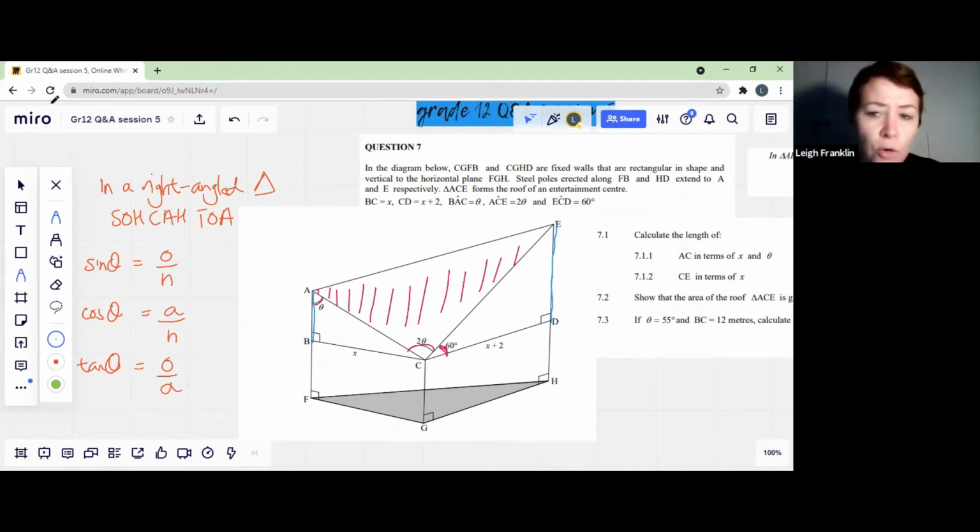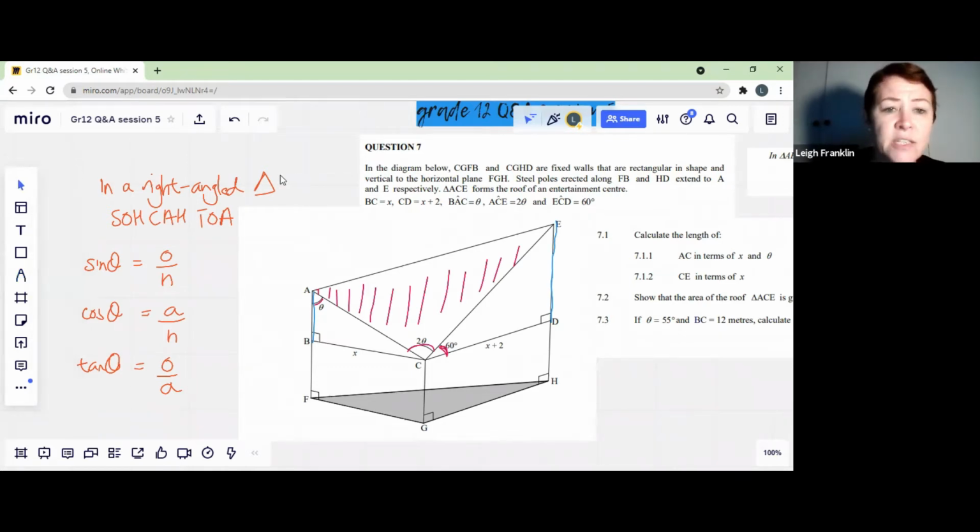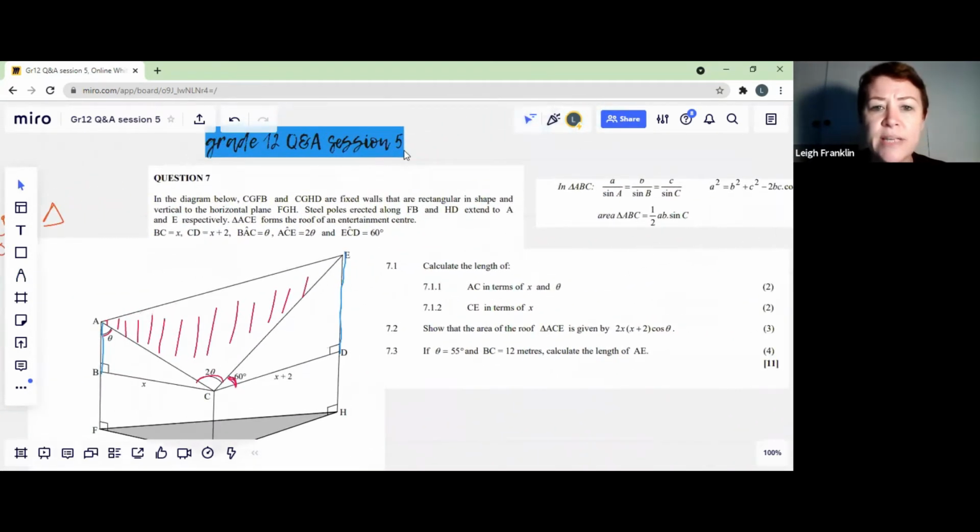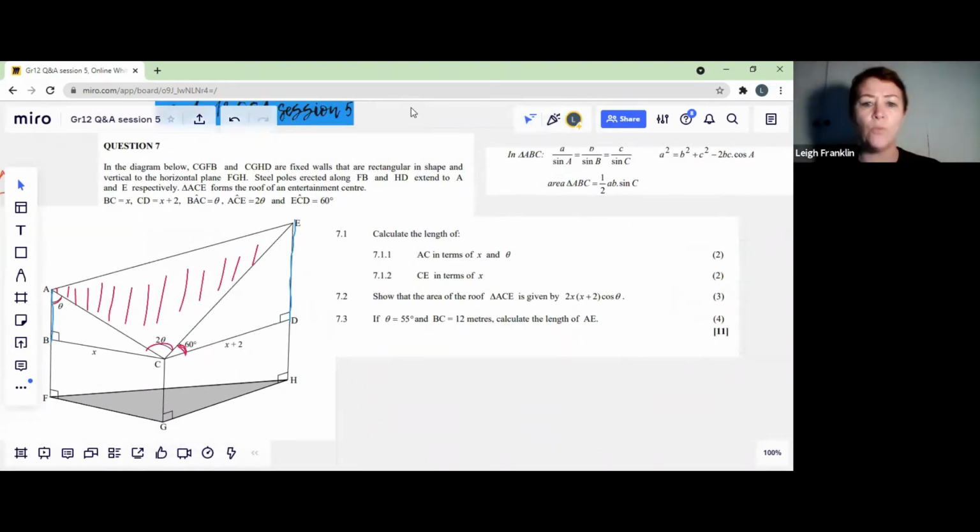If a triangle is not right-angled, that is when we use the sine rule or the cosine rule, depending on the information that has been given to us. That's very important to point out because in this first question, 7.1.1, they ask us to calculate the length of AC in terms of x and theta. So in which triangle is AC a side? Can anybody tell me?